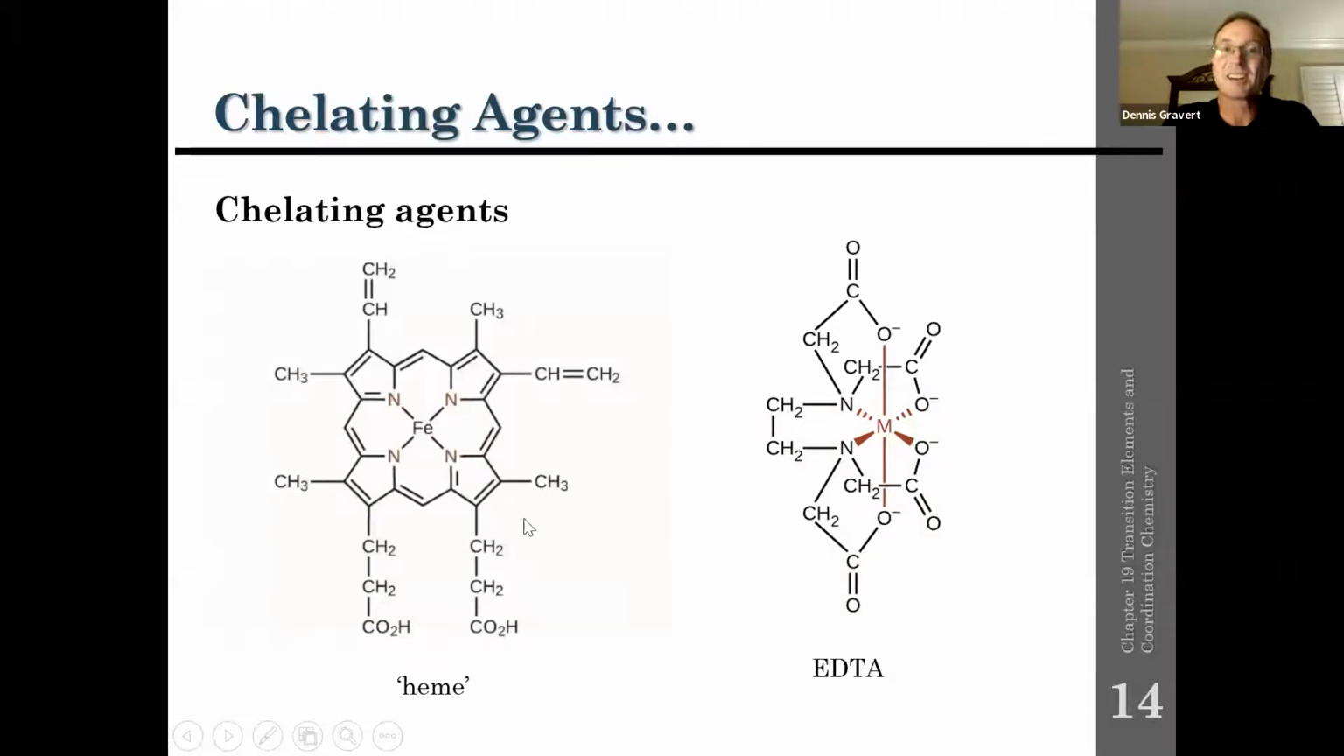Now we can go over here. Here is one of the molecules that makes life possible, right? This is hemoglobin, found in red blood cells. If you take out the iron, the molecule is called heme. That's what's at the bottom of the slide. With the iron, it's hemoglobin. Here we go, EDTA, ethylene diamine tetraacetic acid, all bound up, wrapped around a single metal ion, binding 6 times. Cool.